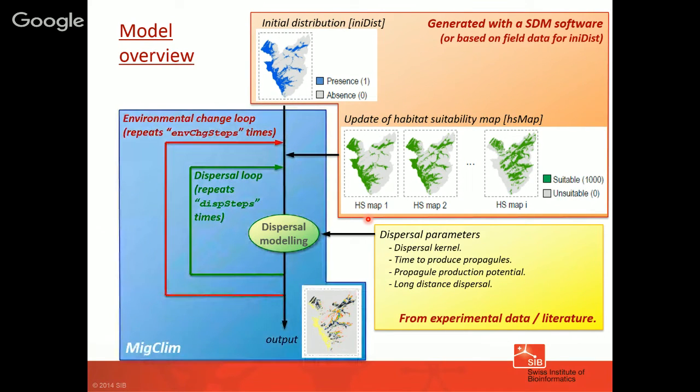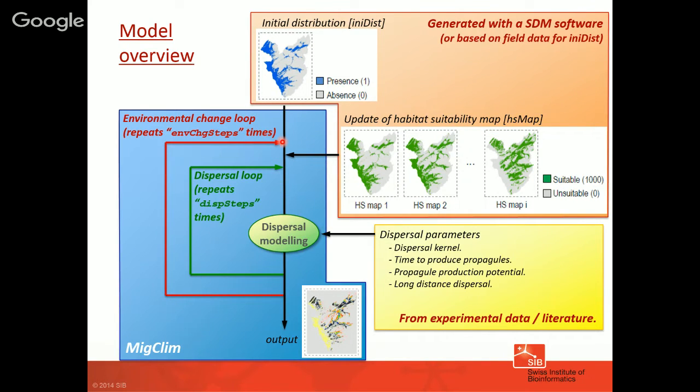Now, this is the part in blue. It's the dispersal modeling part itself. And here, what I would like to draw your attention to is these two nested loops. They're really important to understand. So you have the red loop here, which I call the environmental change loop. The reason is that each time this loop starts, MIGCLIM will update the habitat suitability that it has with the next map that you give to it. So of course, if you have just one map, then you do this loop only one time. If you have 20 maps, then you would do this loop 20 times.